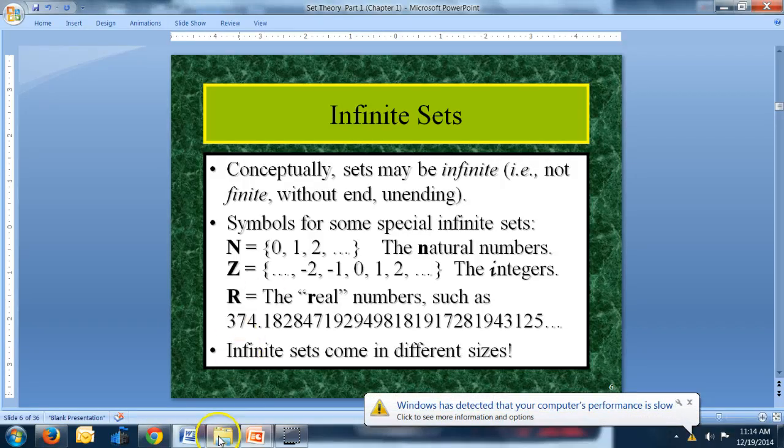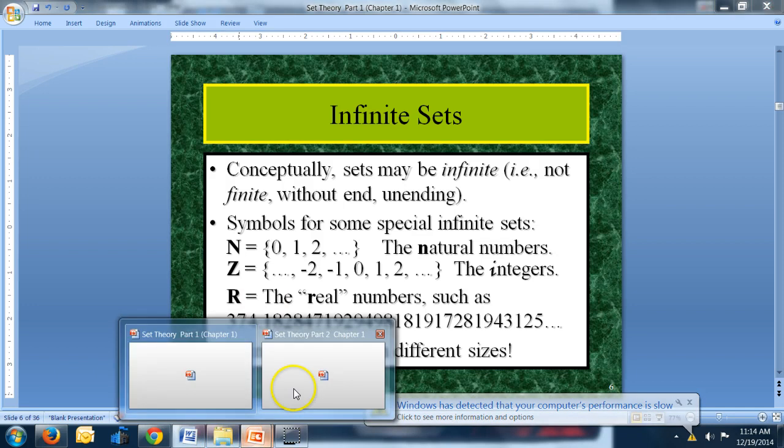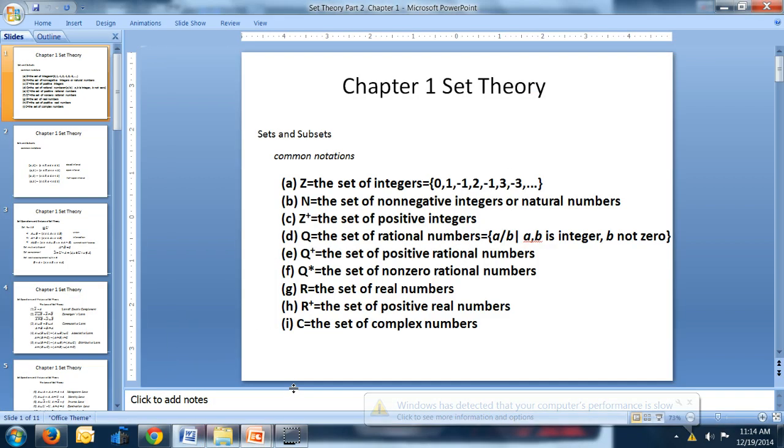Let's introduce some more notations for sets. The Z, as we introduced it, is the set of integers, positive or negative or 0. The N is the non-negative integers, or 0. The Z plus is the set of positive integers. We can also identify Z minus as the set of negative integers. Q is the set of rational numbers.